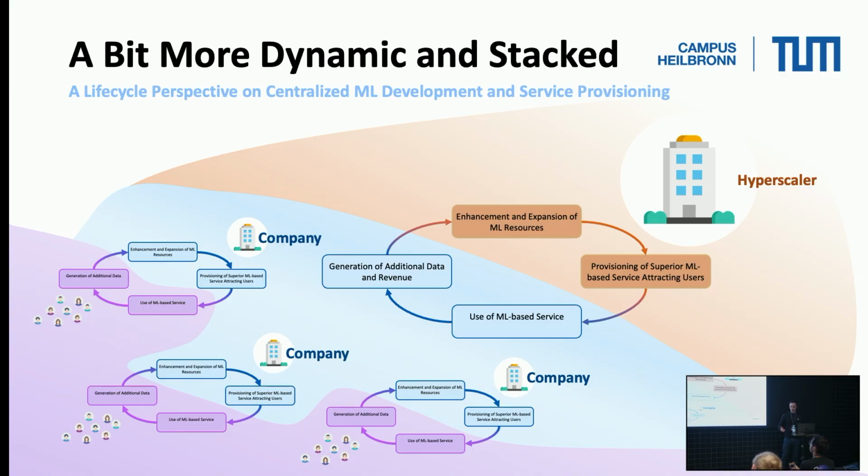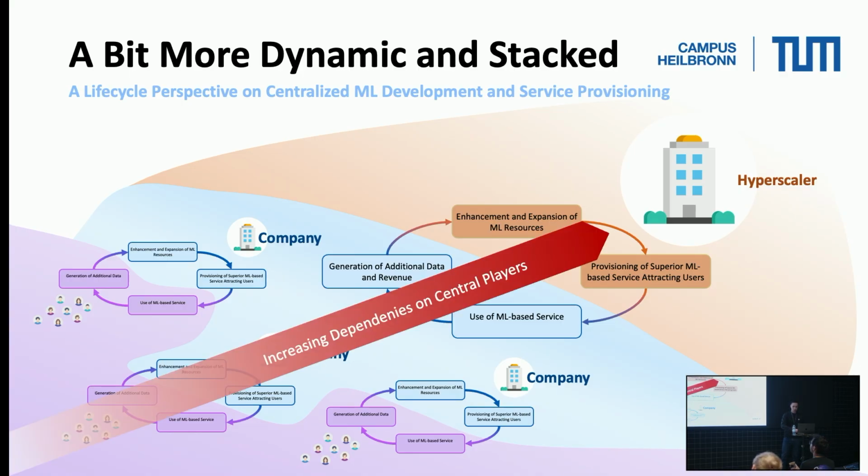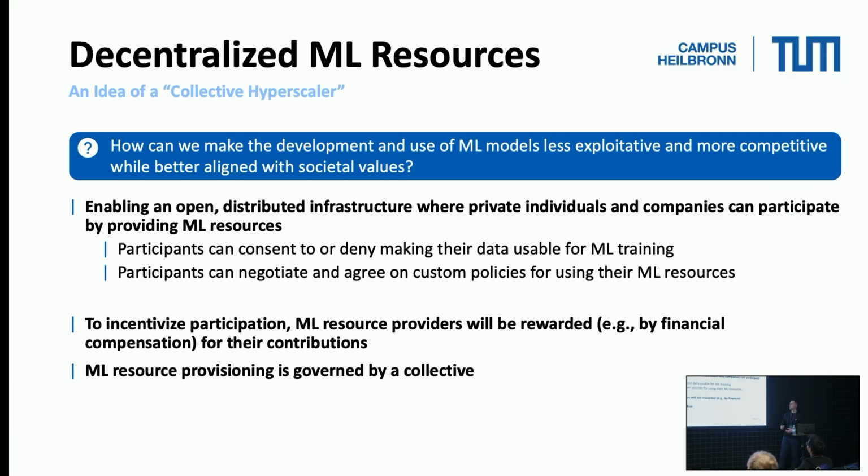But now I want to give you a new thought where we basically think of how we could build a collective hyperscaler where we own the machine learning resources and where we participate in the growth and in the improvement of the ML models. So basically we are looking for an open and distributed infrastructure where individuals and companies can really own their ML resources and provide their own ML resources.